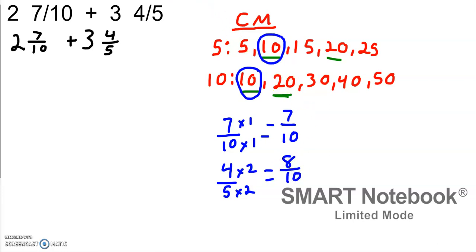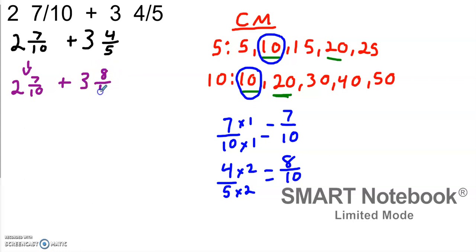Now that these two denominators are the same, I can go back to my original numbers over here and write the equivalents. My equivalent fraction for 7/10 stayed the same as 7/10, so I'm going to rewrite that as 2 and 7/10. The 4/5, my equivalent there, became 8/10, and my whole number stays the same. So it becomes 3 and 8/10.